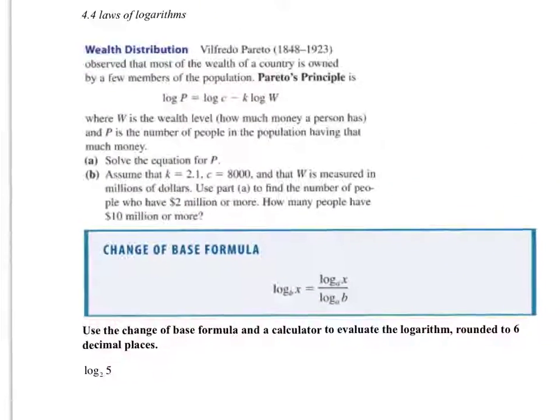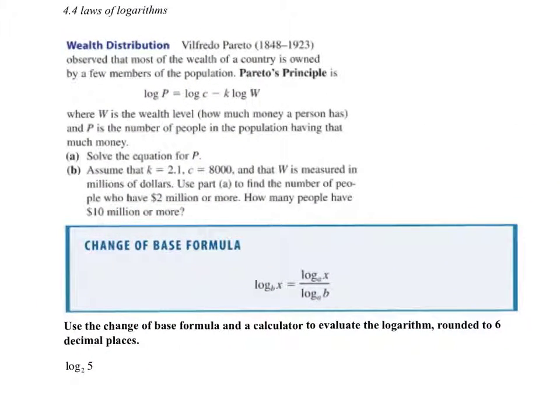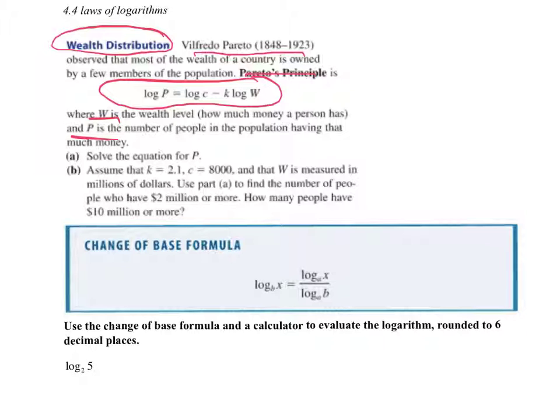Okay, now we are looking at this problem that deals with the idea of wealth distribution. A mathematician by the name of Vilfredo Pareto observed that most of the wealth of a country is owned by a few members of the population, and this is known as Pareto's principle, and it states that the log of P is equal to the log of C minus K times the log of W. W is the wealth level, how much money a person has, and P is the number of people in the population that have that much money.